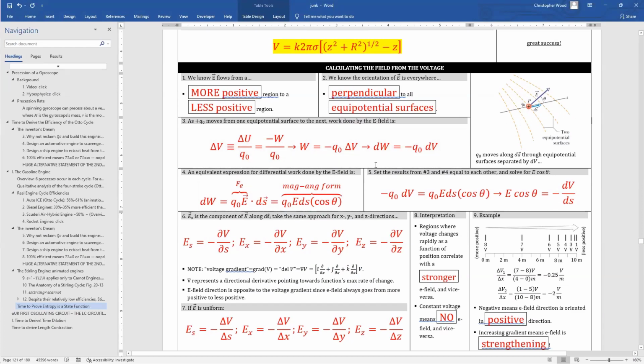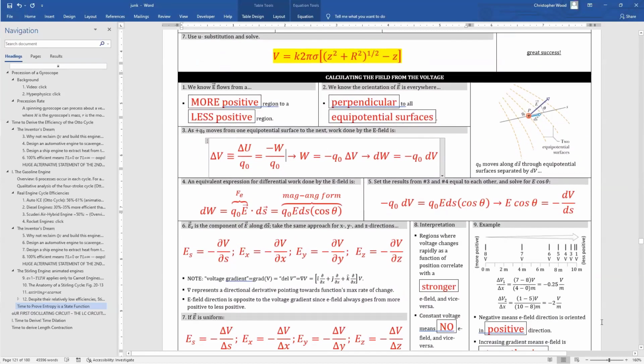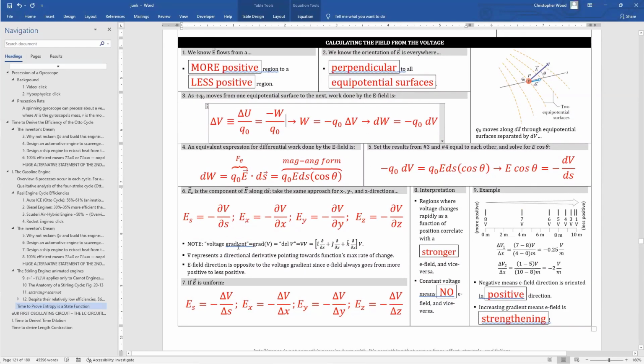So what we're doing here, we're starting with the definition of voltage. We remember the relationship between energy and work, and you can see, as we go from step 1 through step 6, we can actually find the relationship between the electric field and the voltage. So I'm just going to take a little snip of this. Okay. And apply it.